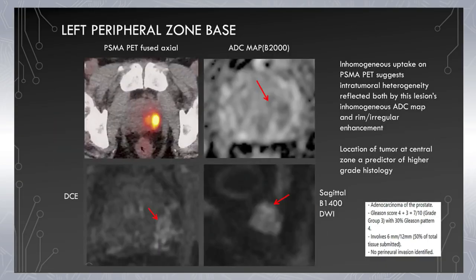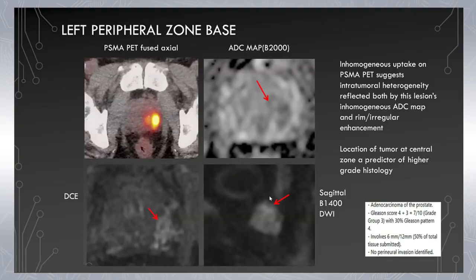Now let's look at the other lesion at the left peripheral zone base. PSMA PET demonstrates inhomogeneous metabolic uptake. Again, more peripherally, marked uptake, more medially, lesser uptake. Let's look at the ADC map, the DCE, and the sagittal B1400 DWI. When we look at the ADC map, we see that this lesion has inhomogeneous ADC, and similarly, it has an inhomogeneous pattern of enhancement on DCE. Sagittal B1400 correlates that area of abnormal uptake on DWI, which is inhomogeneous.